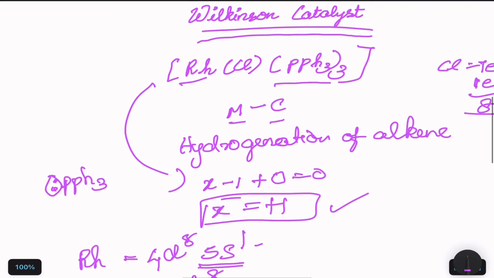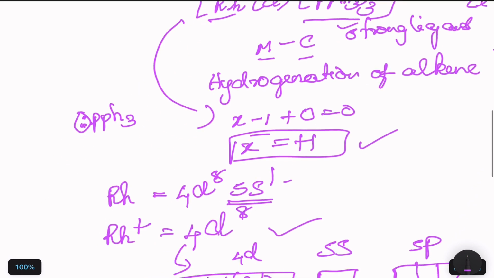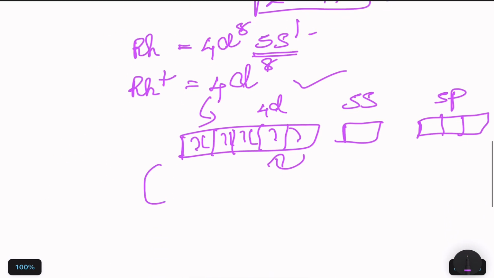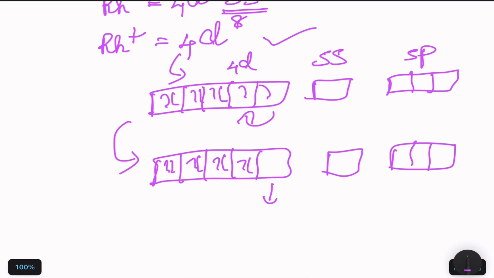Okay, then what is happening is this triphenyl phosphine is a strong ligand. Chlorine is a weak ligand, but this triphenyl phosphine is a very strong ligand. So this strong ligand will cause pairing of electrons. So what will happen in the next step? There will be pairing. Okay, so then one d orbital will be empty. One d orbital is now empty.